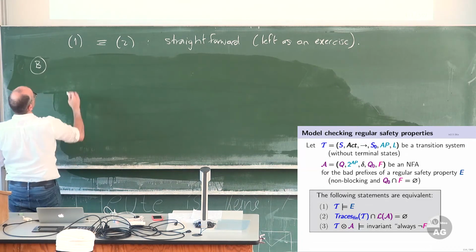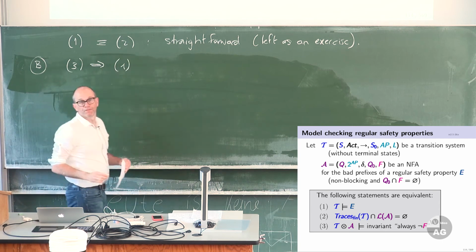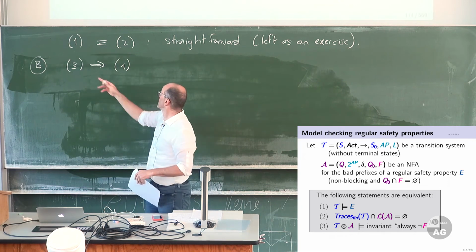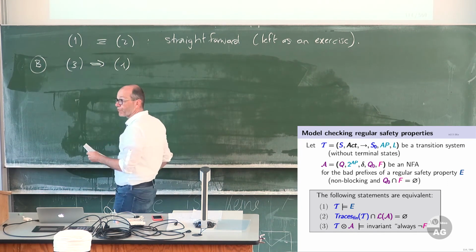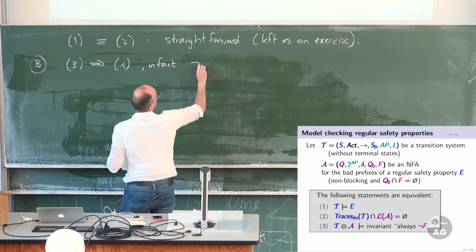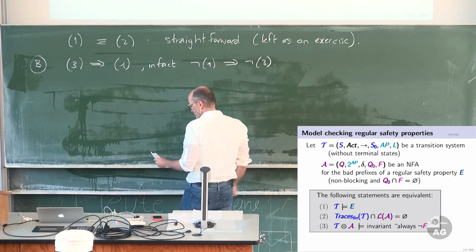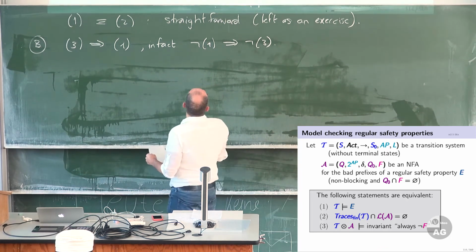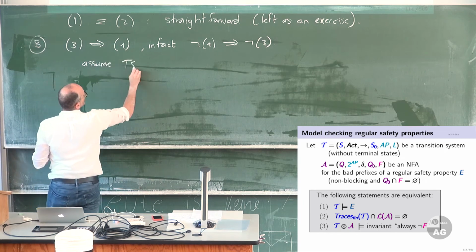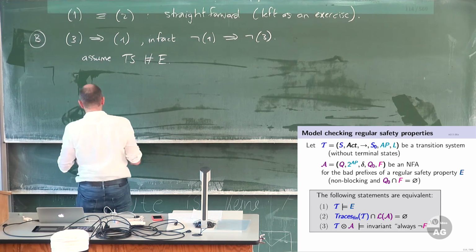is that 3 implies 1. Yeah, so we just have seen 2 implies 3. We know 1 and 2 are equivalent, and now we prove that 3 implies 1. And in fact, I do the same thing as before. In fact, I prove not 1 implies not 3. So I prove the opposite. Good. So not 1 means assume TS violates E.